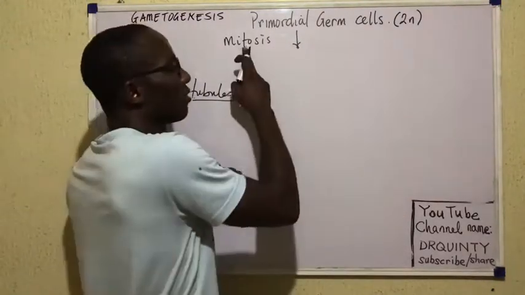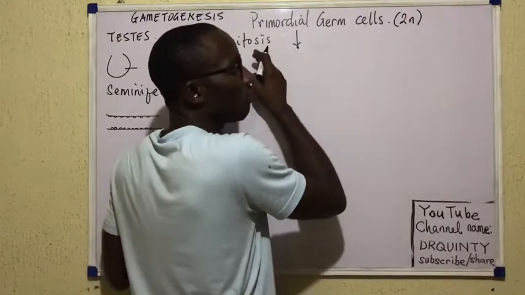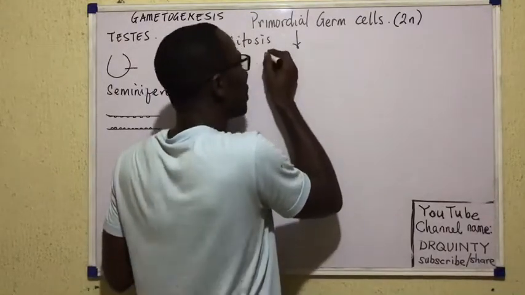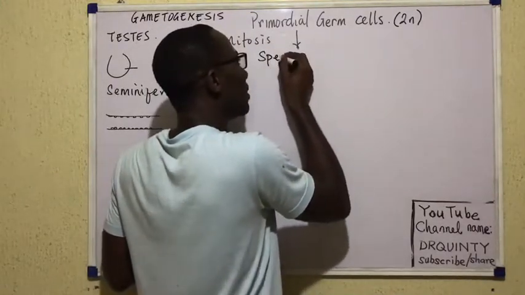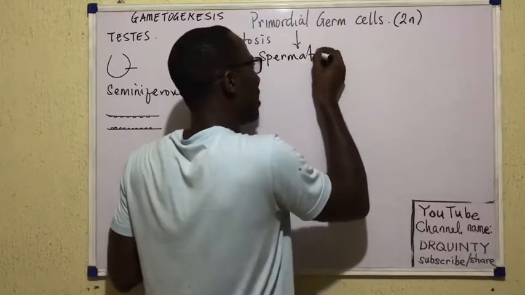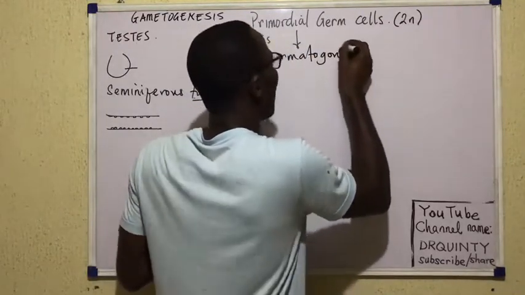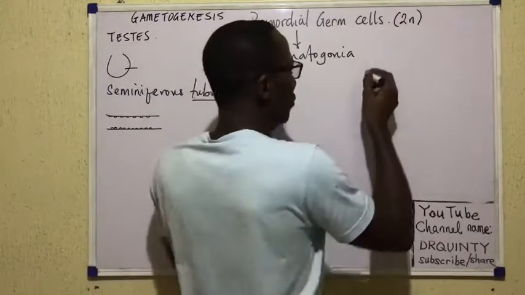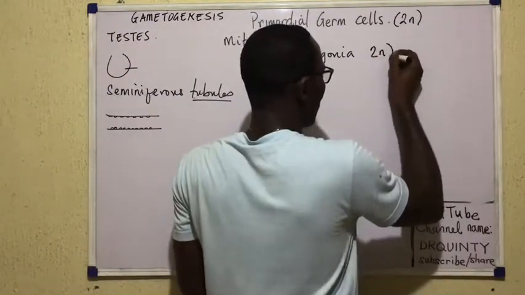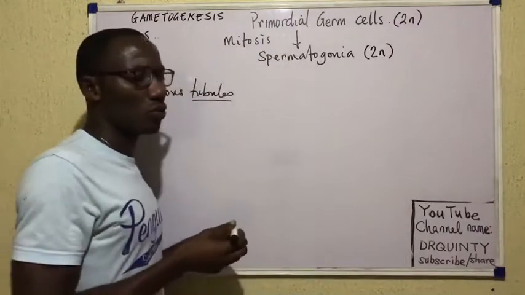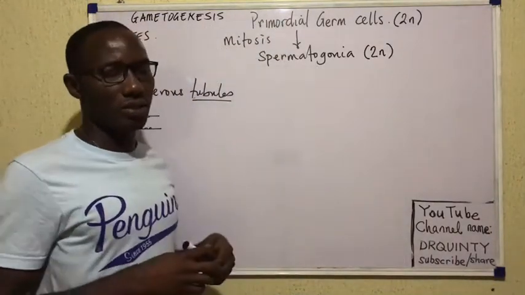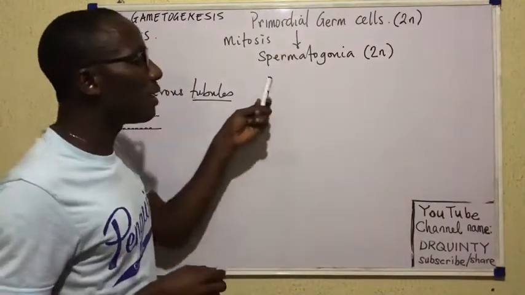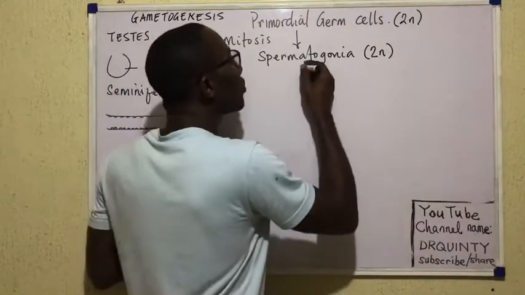Those many cells you get after the multiple mitosis that will take place will be referred to as spermatogonia. And of course, as you already know about mitosis, diploid cells will give you diploid cells. So 2N will give 2N. That's mitosis. Now the spermatogonia will grow.